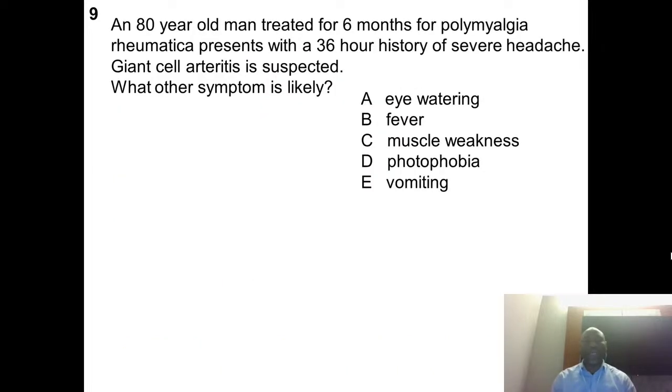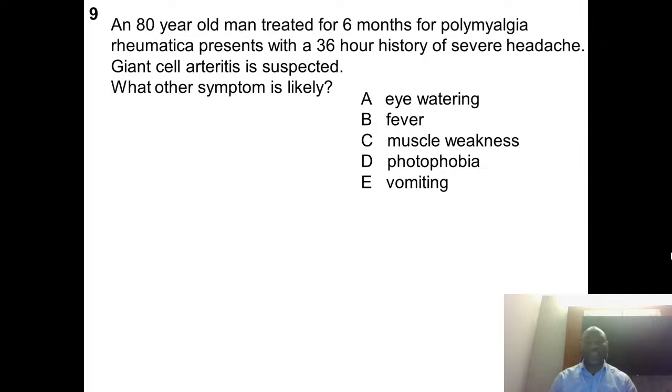Question 9. An 80-year-old woman treated for 6 months with polymyalgia rheumatica presents with a 36-hour history of severe headache. You suspect that this is giant cell arteritis. What other symptom is likely in this case? A, is it eye watering? B, a fever? C, muscle weakness? D, photophobia? E, vomiting?